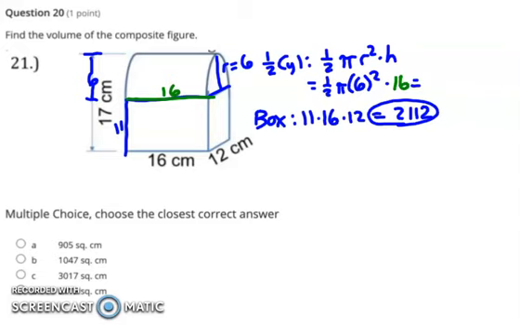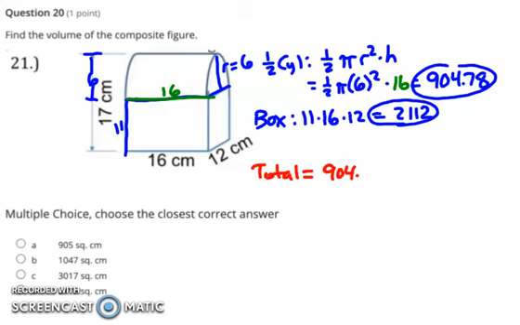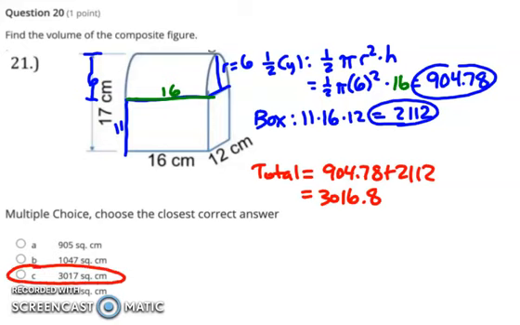So 36 pi times 16, that would be the entire cylinder, divided by 2 since it's just half. So 904.78. Okay, these are the two numbers that we need to add together. So our answer, our total is going to be those two added together. 904.78 plus 2112. If you do that, we get about 3,016.8, okay, which is going to be closest to this 3,007. Okay, so find the volume of each piece and then add those two pieces together.